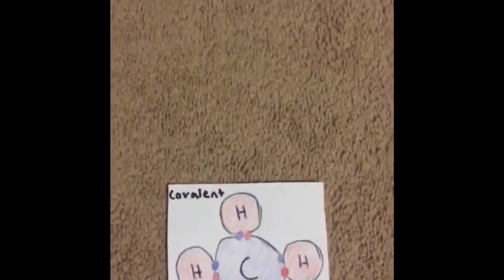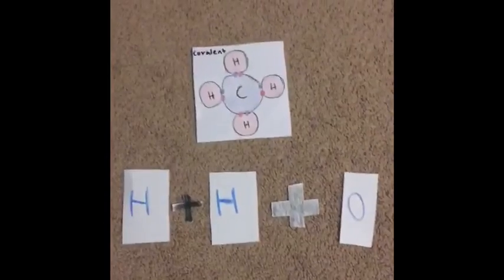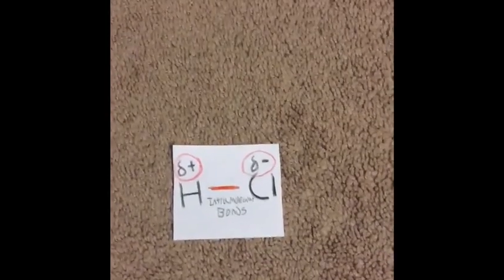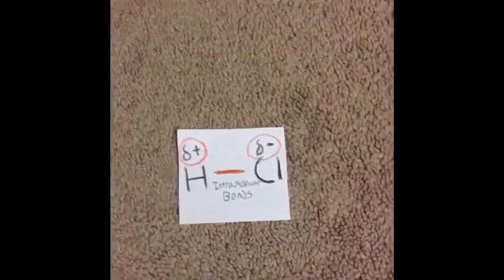Next, we're going to talk about covalent bonding. Covalent bonding usually occurs between two nonmetals. The valence electrons of the two atoms are shared. The bonds can have dipoles, which means one end is positive and the other is negative. This means that the bond is polar. There are two types of covalent bonds: covalent network solids and molecular solids.